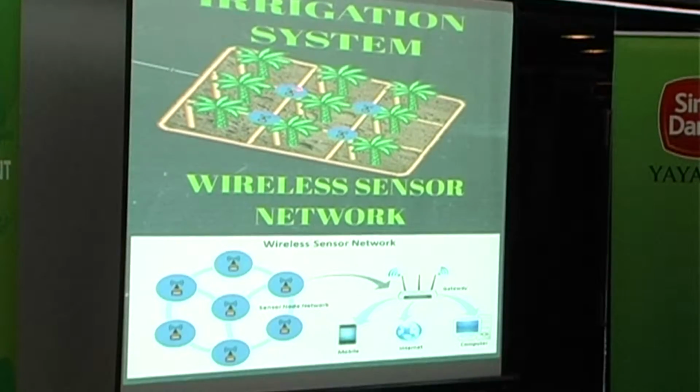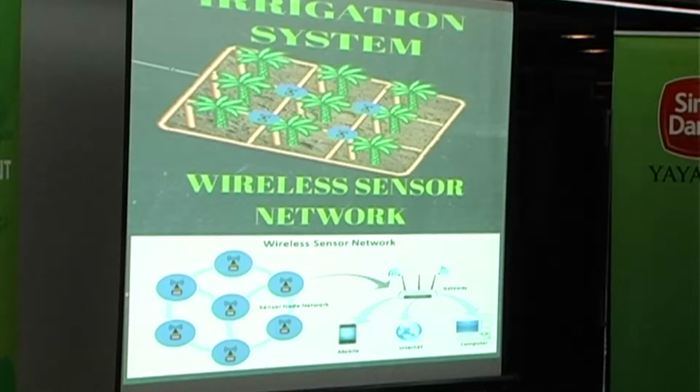This is our irrigation system. As you can see, this is the wireless sensor network. This is the node located at each pipe. The irrigation system will be laid down according to the planting pattern of the trees. This is a small vertical pipe that will be inserted 1 to 2 meters underground to supply the water and fertilizer.